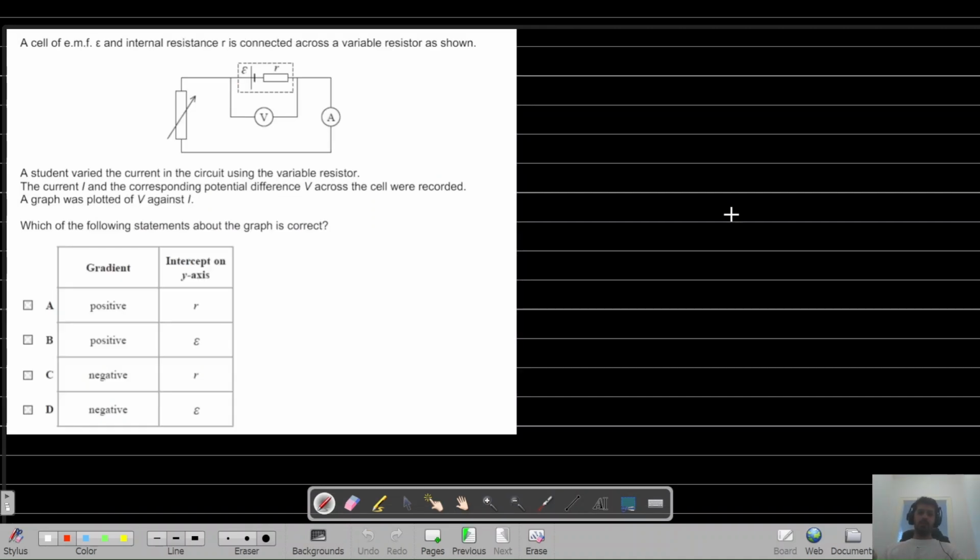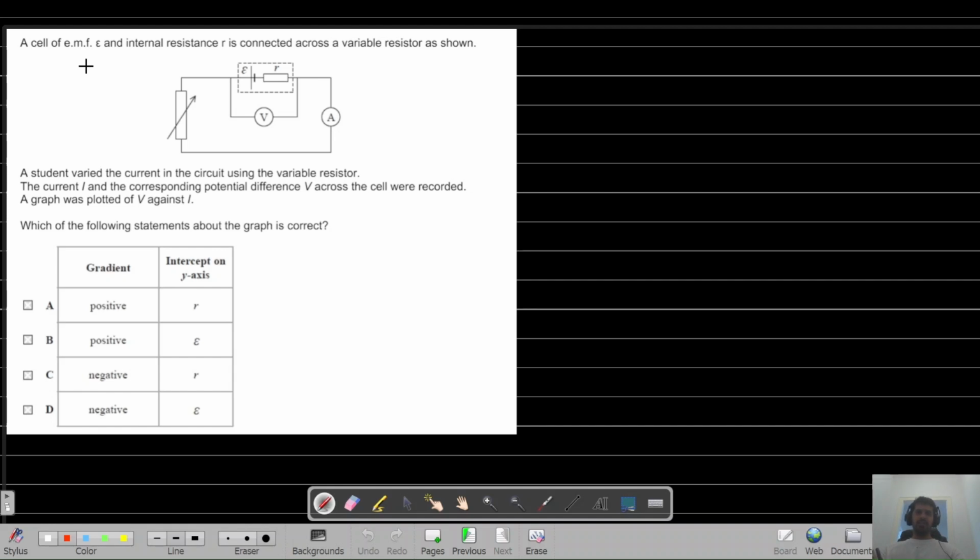Okay, now the first question was, like I said, just a review of what we did last time. This second question is more important, and we will learn something new in this question. That is the graphical aspect of this equation that we derived.